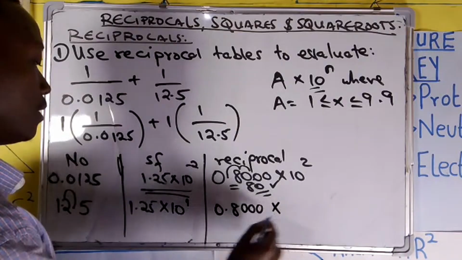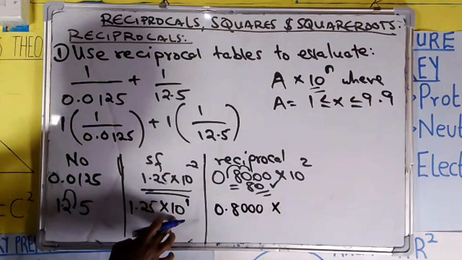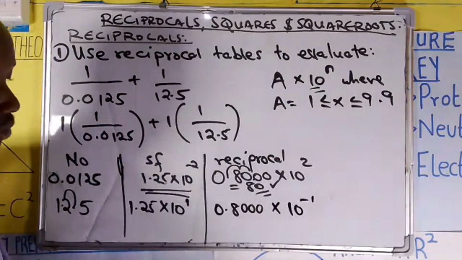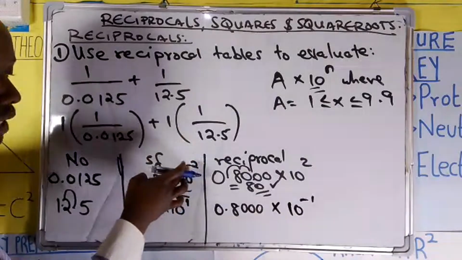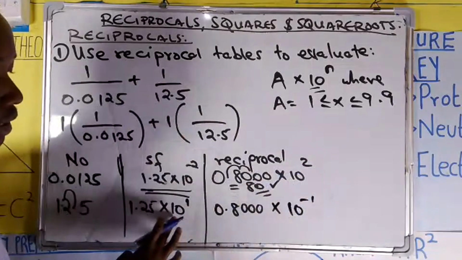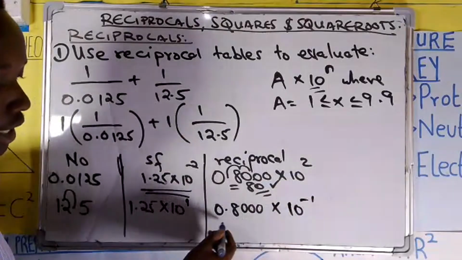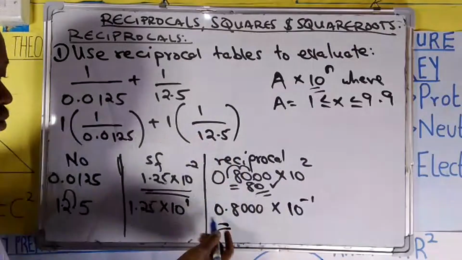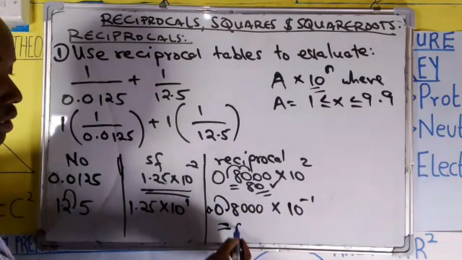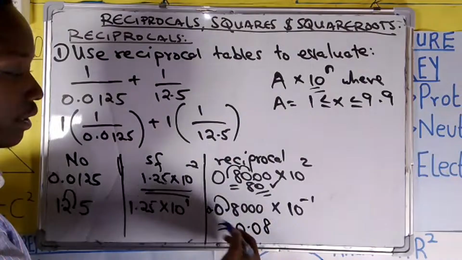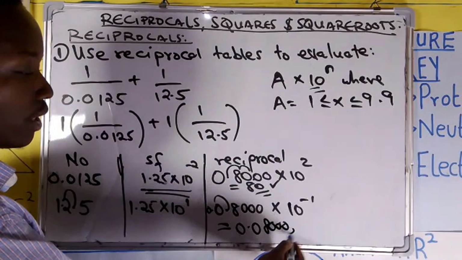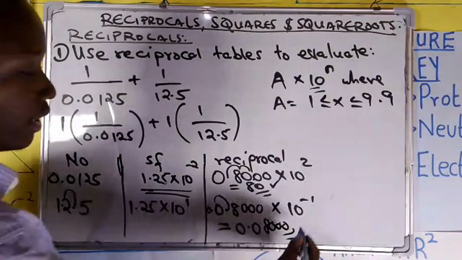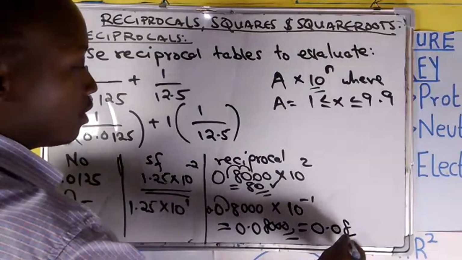0.8000 times the reciprocal of 10 to power 1 is equal to 10 to power negative 1. So when the power of 10 is negative, the reciprocal is positive. When it is positive, the reciprocal is negative. By multiplying by 10 to power negative 1, the decimal moves back, and we get 0.08000. There is no difference. When zeros are at the end, they are not significant, so you can still say it is 0.08.